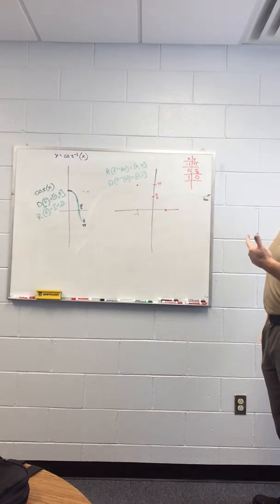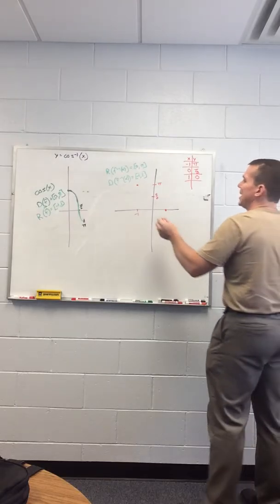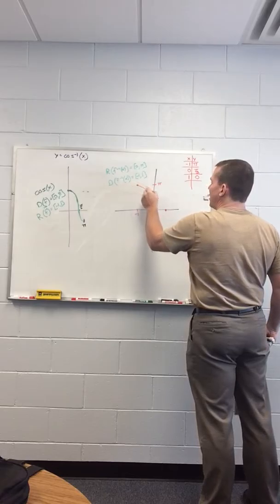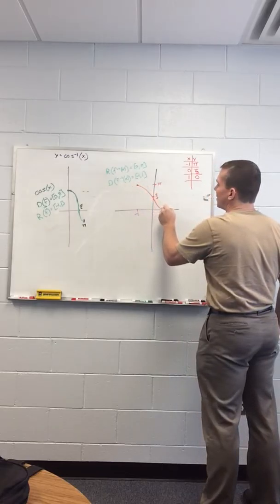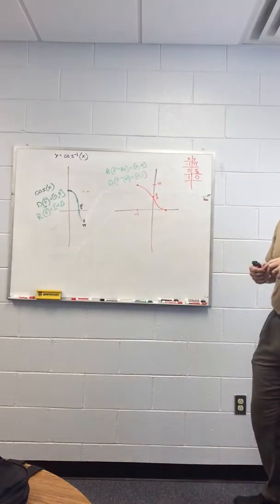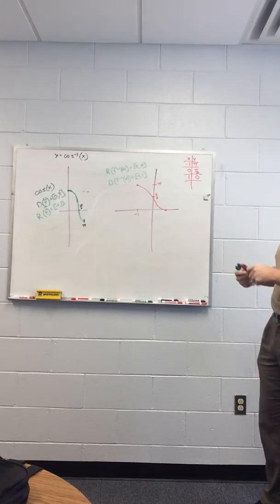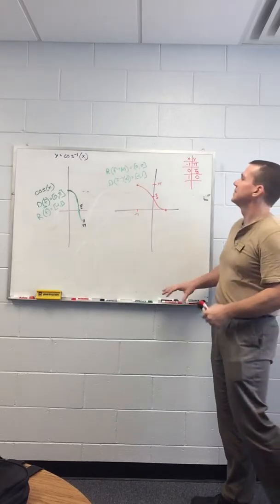And like I said, it may look a little bit straight, but there actually is concavity going on here where it will curve like this and then curve like that. And there's the graph of our cosine inverse. Nice and simple. Very similar to the sine inverse wave, which makes sense.